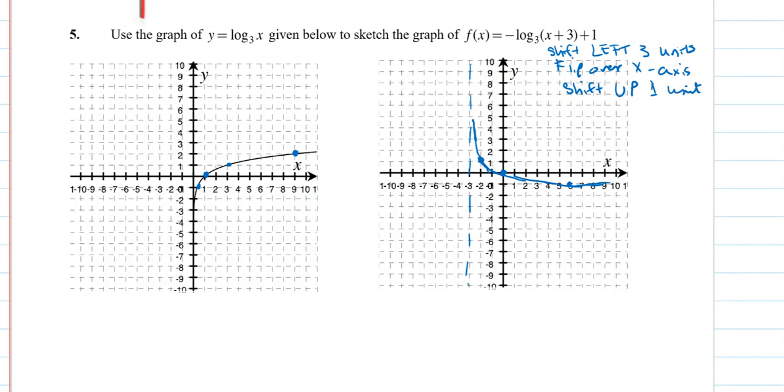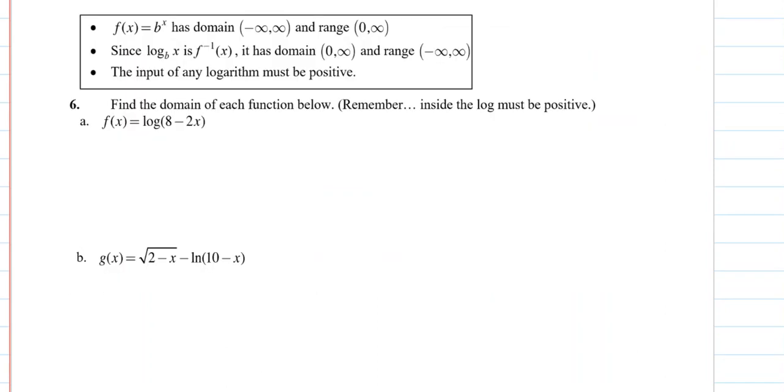So we do the same kinds of transformations that we did before to any function. Now you have to know the basic graph of logarithmic functions and be able to graph their transformations. So remember that we opened this lesson by looking at the graph of b to the x and looking at its domain and range, and then realizing that the logarithmic function is just the inverse of that, so the domain and range got switched.